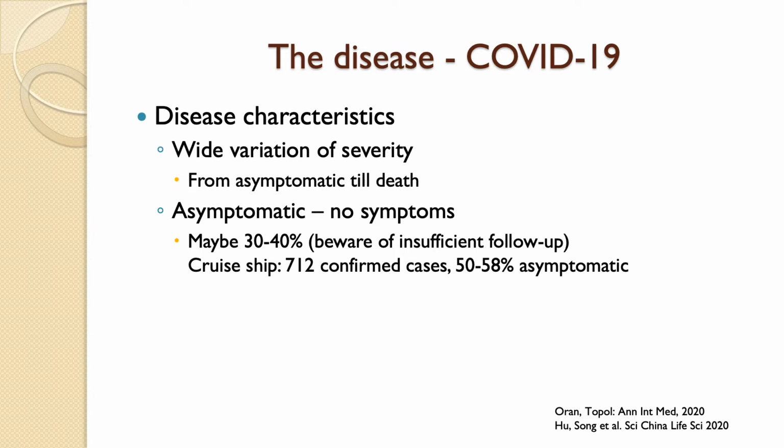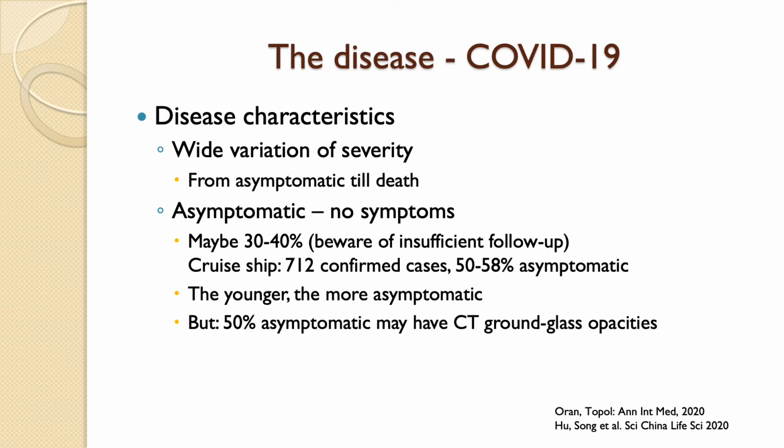It is indicated that up to 30–40% of the infected patients remain asymptomatic. It is of course difficult to be completely sure of this because you can have insufficient follow-up, but there was a case of a cruise ship where there were 712 confirmed cases and 50–58% of those contaminated cases remained asymptomatic. It becomes also clear that the younger you are, the more likely it is that you will be asymptomatic.